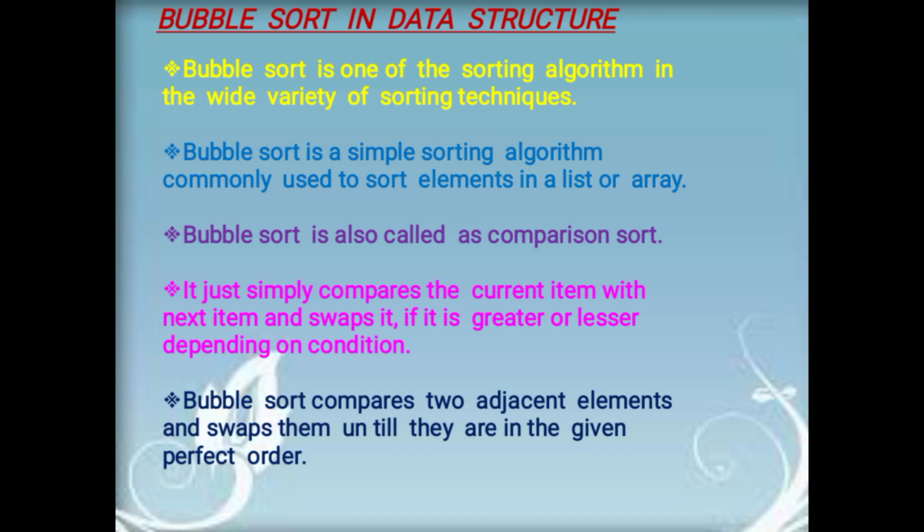Bubble sort compares two adjacent elements and swaps them until they are in the given perfect order. The whole mechanism hidden in bubble sort is swapping only. It means exchanging of the elements only. This is the small introduction to bubble sort.